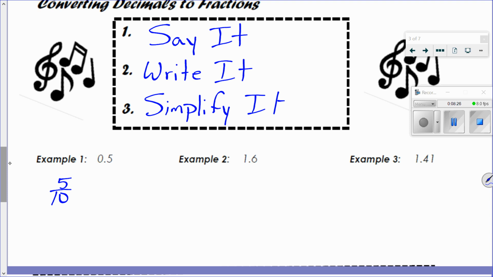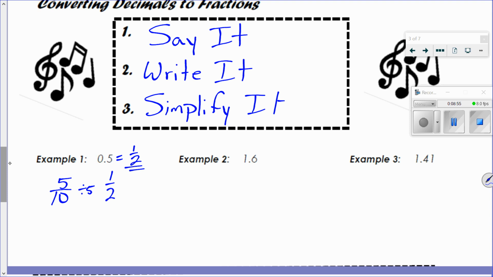What can I simplify 5 and 10 by? Jaron? 5. Not 2, 5. So that gives me 1/2 as a fraction. But it's already 1/2. So you know that because that's a common one. And quite honestly, guys, most of these common ones, you should get down to where you know the fraction and decimal conversions and percent just off the top of your heads. Okay?